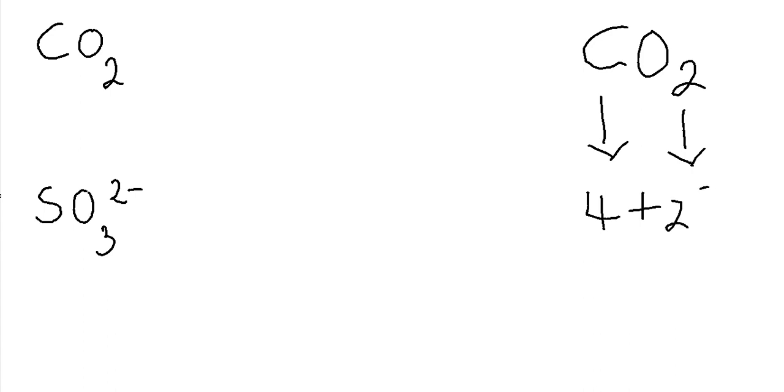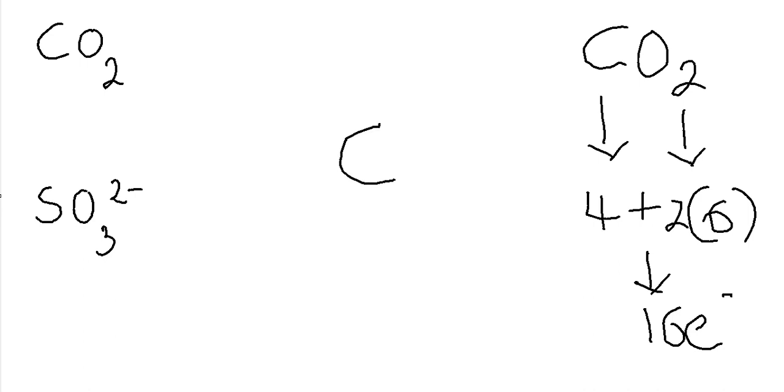Here we have 2 oxygens, each with 6 valence electrons. So we end up with a total of 16 valence electrons. Carbon dioxide has 16 valence electrons. Now, the next step is to put the atom which occurs only once in the structure right in the center and the other 2 symmetrically around it. Usually the one that occurs only once is also the least electronegative, so that way you can remember to put it in the center.